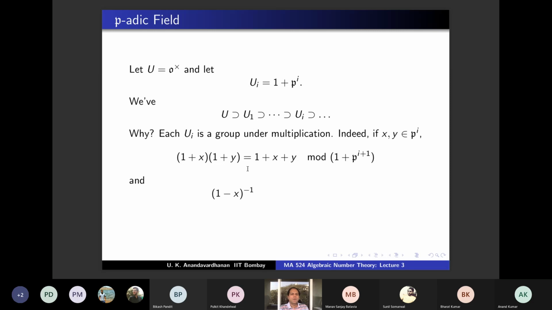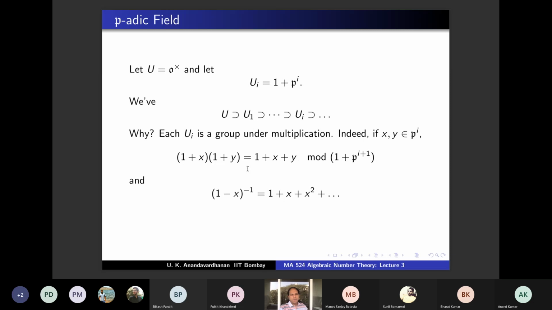And if you take its inverse, it is this power series, this geometric series, 1 plus x plus x square plus etc., and this is convergent. Why? Because the sequence of partial sums is Cauchy, and because of the assumption of completeness, it will be convergent. Why is the sequence of partial sums Cauchy?